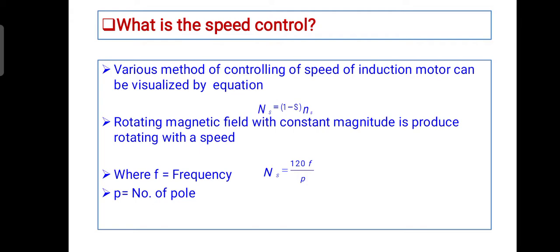Various methods of controlling the speed of an induction motor can be visualized by the equation N = (1 - S) Ns. A rotating magnetic field with constant magnitude is produced, rotating with the speed Ns = 120 F by P, where F is frequency, P is number of poles, and Ns is synchronous speed.